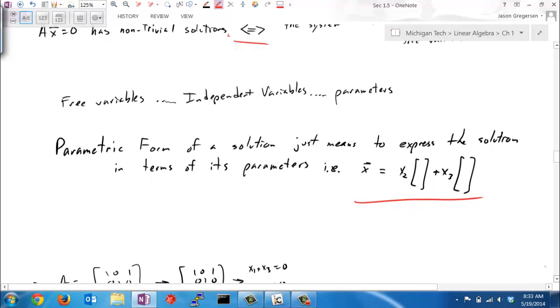Your book will write it as, let's see, the solution looks like su plus tv. That's how they actually write it in the book as the definition of parametric form. But it's just the names are changed to protect the innocent. All they're doing is changing the names. I say x2, they say that value is s. x3, they're calling it t. These are just some random vectors, specifically these vectors. So they're just changing the letter names. So don't let that confuse you.